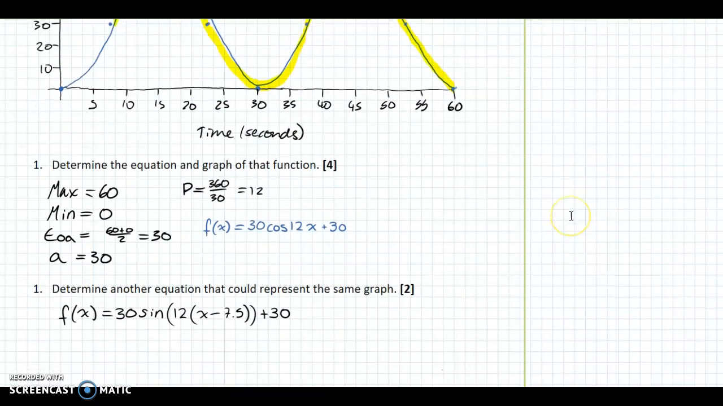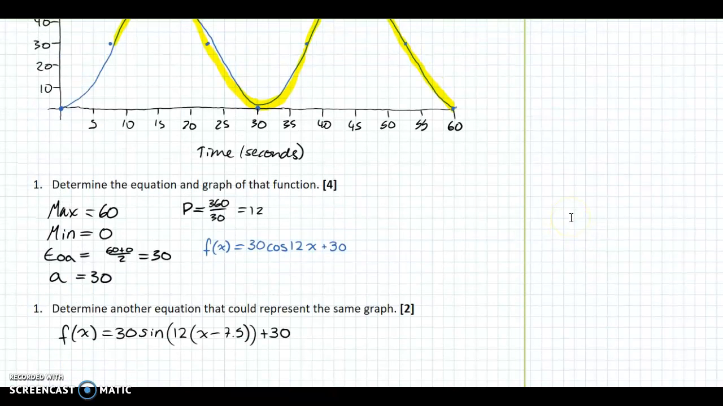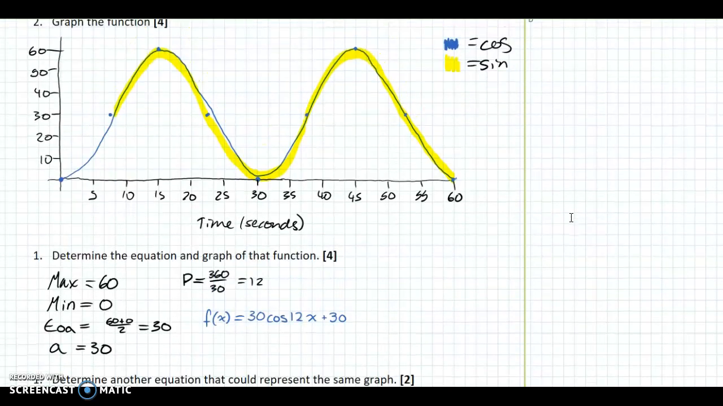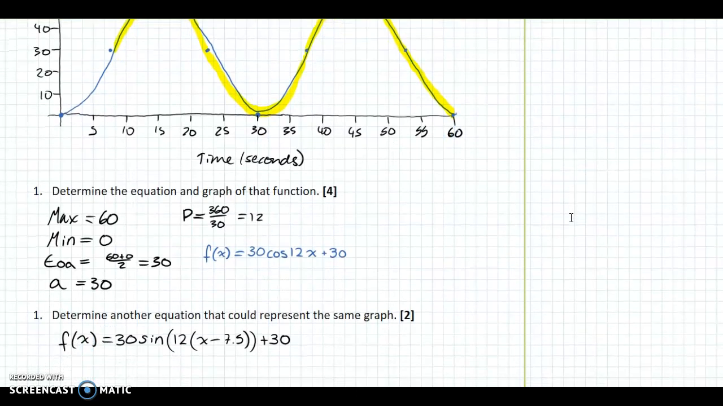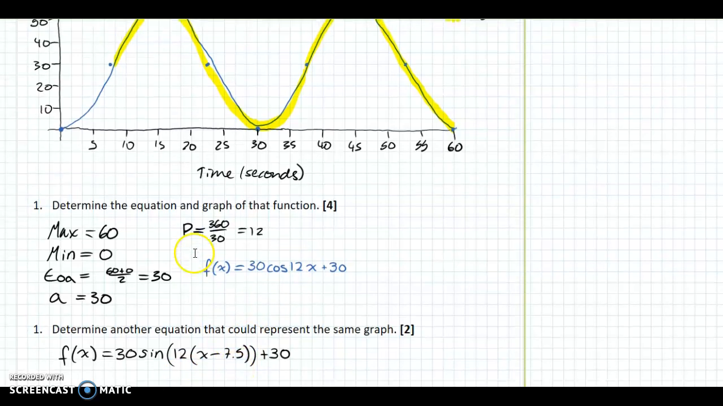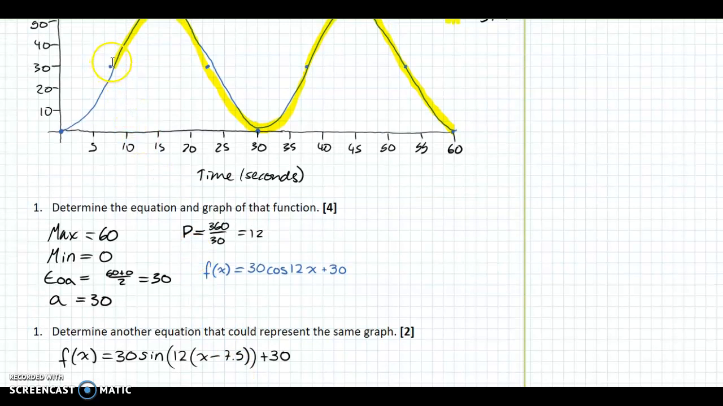And the last step is to determine another equation that represents the same function and the same graph. So I chose to do a sine function, and the only difference between the sine function and the cos function will be that there is a phase shift right by 7.5 units. So because the sine function started at the equation axis, which is at 7.5, we have to phase shift over 7.5 units, which means we have to add negative 7.5 to the equation, which will give us 30 sine 12 x minus 7.5, which is the phase shift right, 7.5 units, plus the equation axis, which we know is 30.